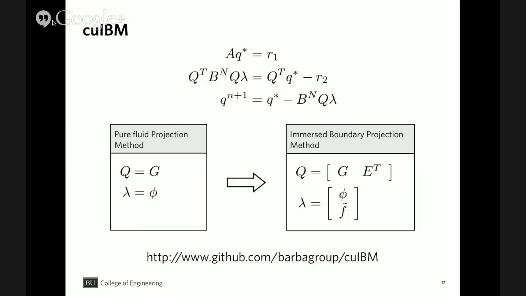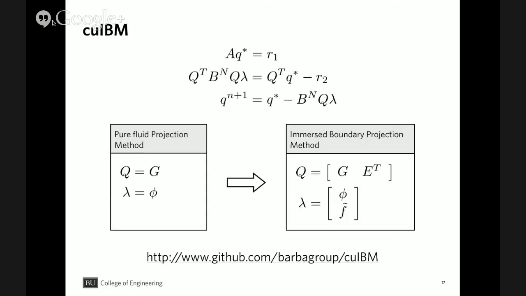So the idea here is, now we have the projection method, which is a popular technique in computational fluid dynamics, and we have an immersed boundary method, which is directly based on it. And so it has the same form. So we would like to take this idea of having a general projection method, and we wrote our code based on this idea.